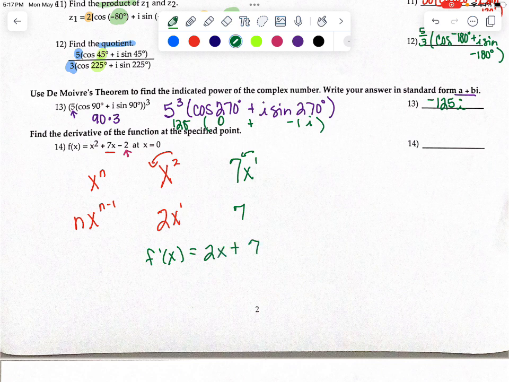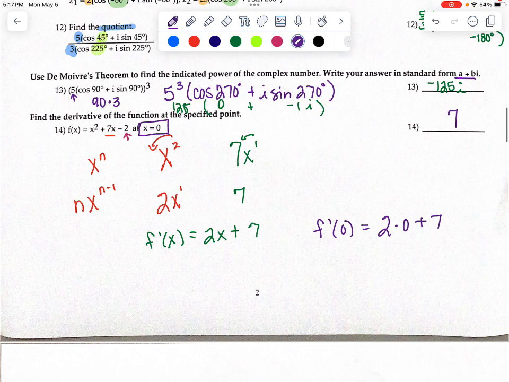Now, that's not what they asked for. They actually asked me for the derivative at 0. So I'm just going to plug that in, because now I know what the derivative is. I can plug in any number that I want. 2 times 0 plus 7, of course, is just 7. So I like that rule. That's really nice. Beautiful, easy, fantabulous math.